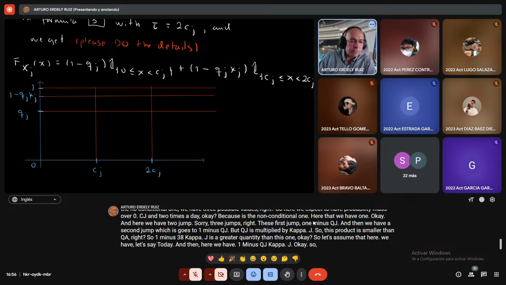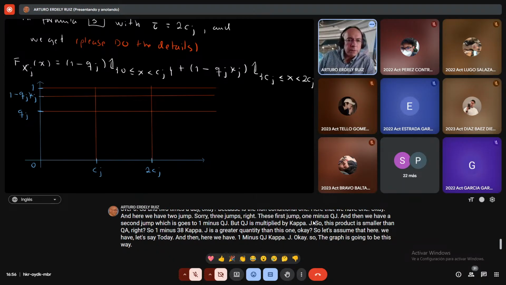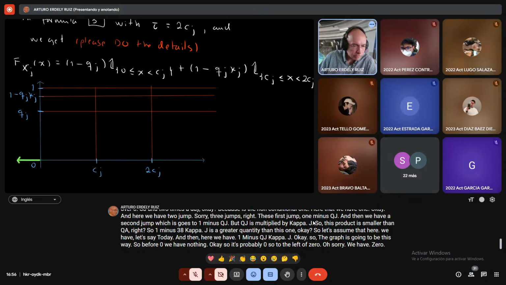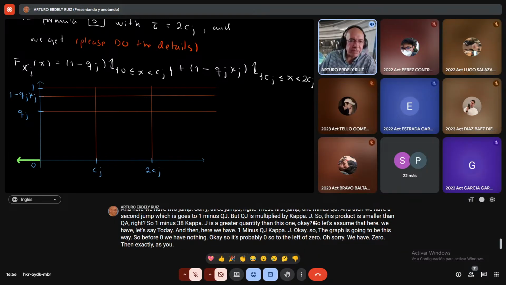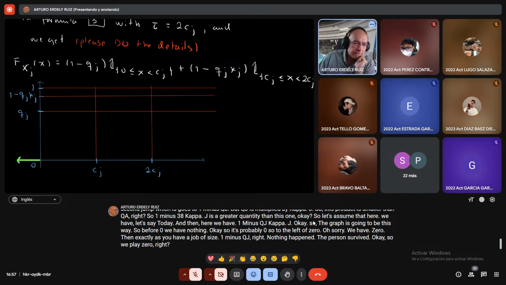So the graph is going to be this way. Before 0, we have nothing, okay? So it's probability 0 to the left of 0. Then, exactly at 0, we have a jump of size 1 minus qj, right? Nothing happened. The person survived, okay? So we pay 0, right? So we have here this jump.